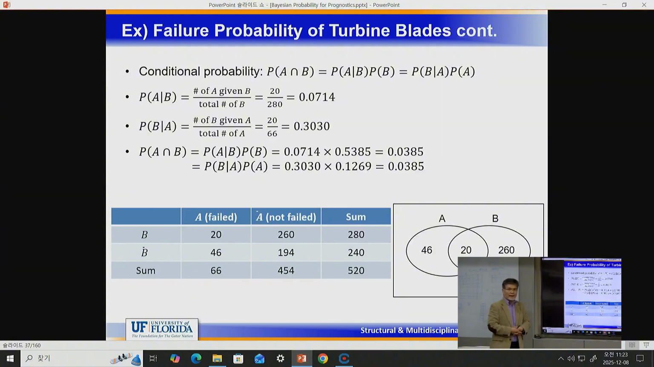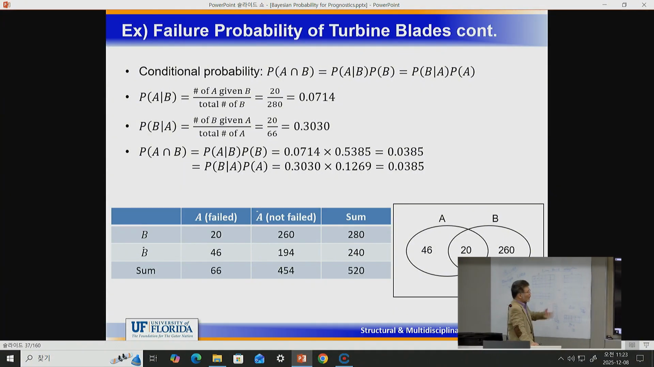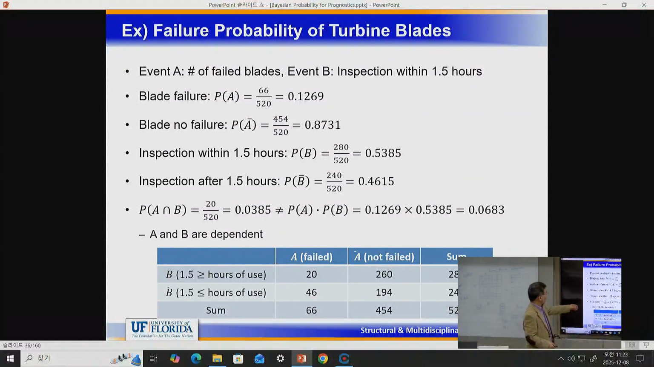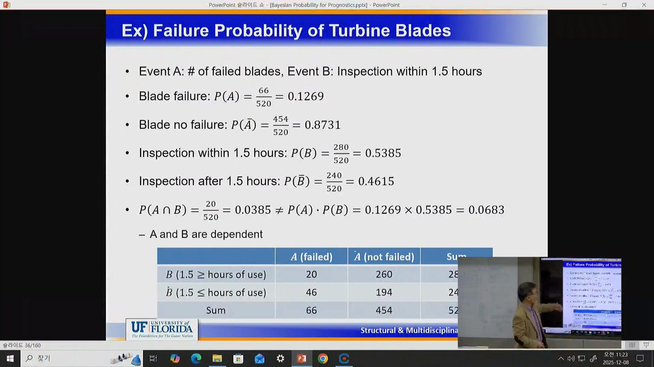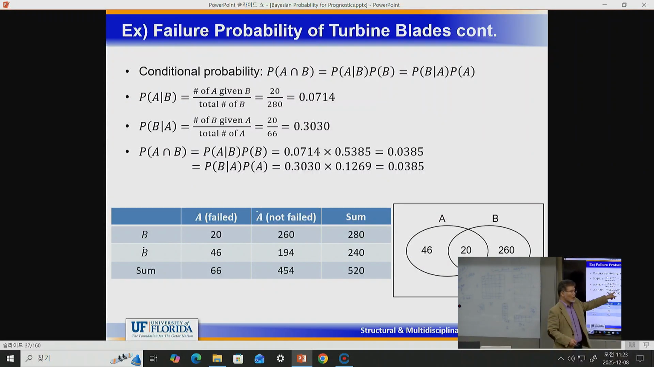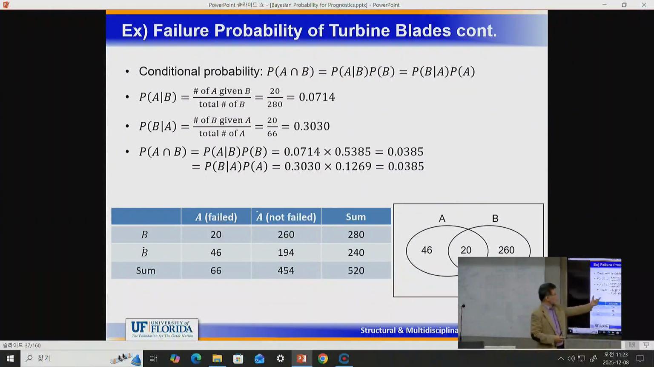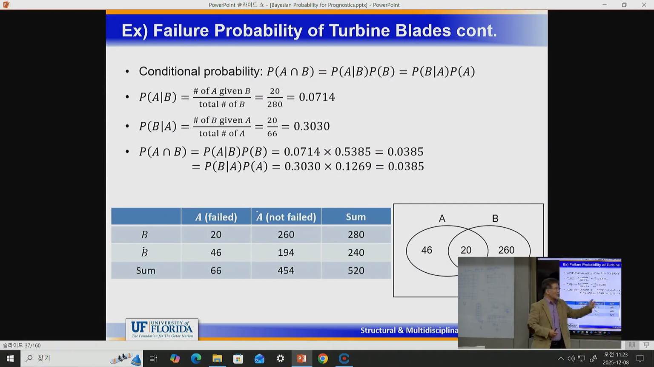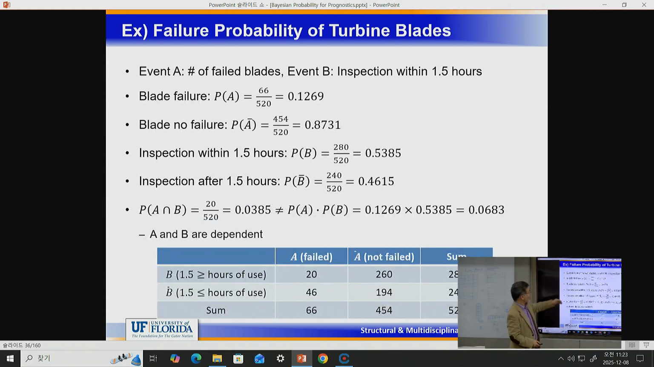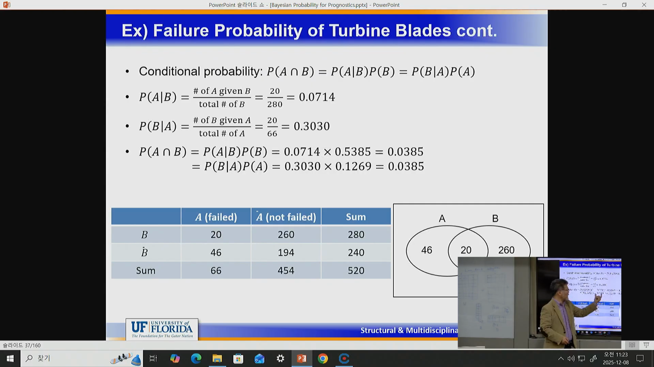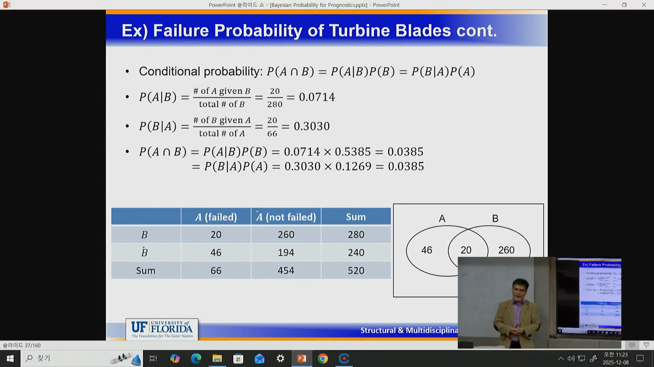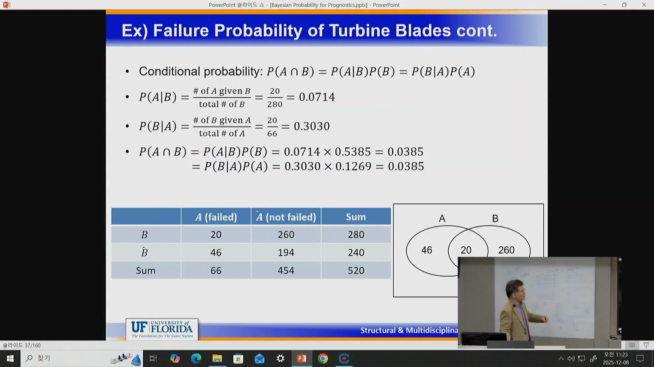Then now let's calculate the intersection using both formulas. Using the individual probabilities P(A) 0.12 and P(B) 0.53: if I use 0.53 times the condition of A given B, 0.3 or 0.385. If I use P(A) 0.1269 and the condition 0.303, it's the same. Okay, so that's how the conditional probability is used to calculate the intersection probability.